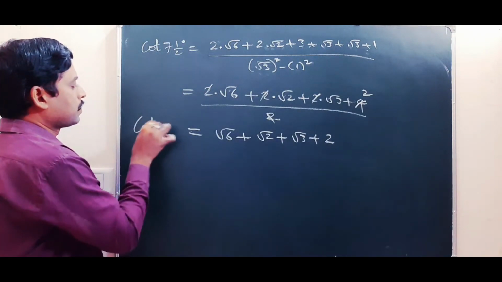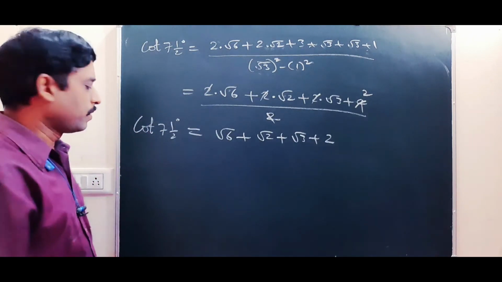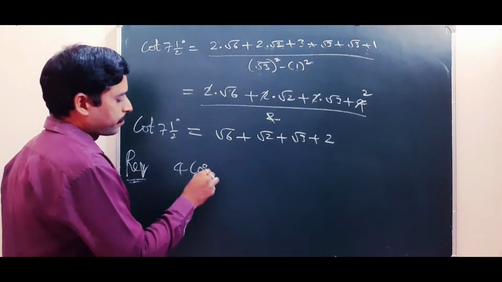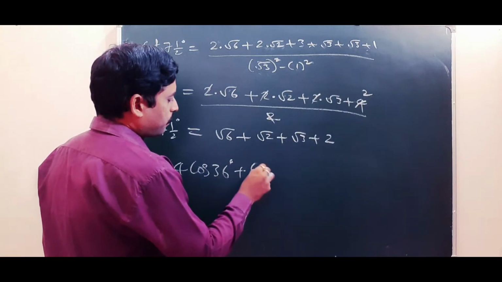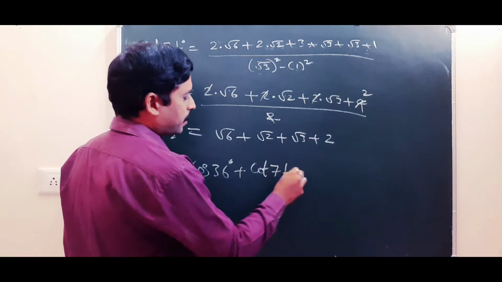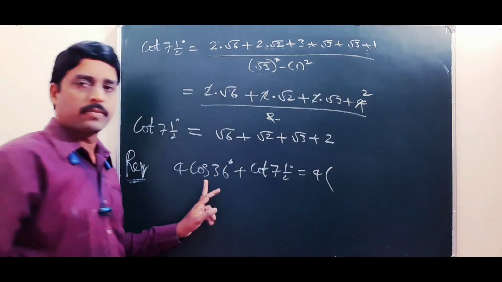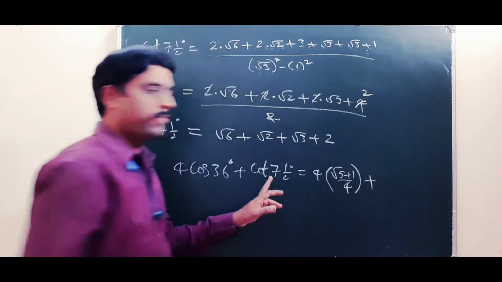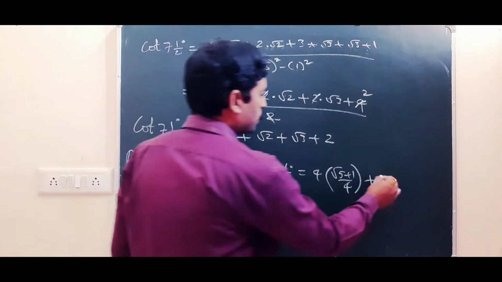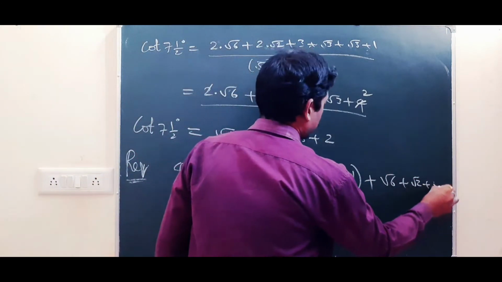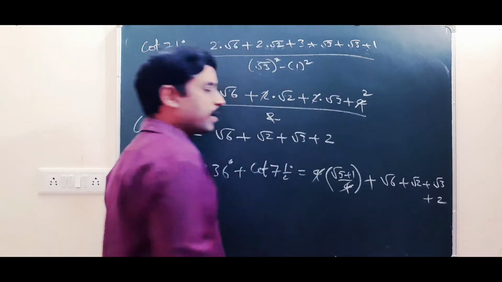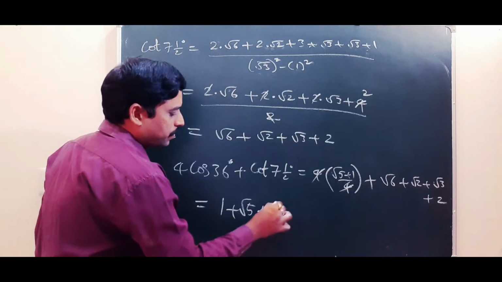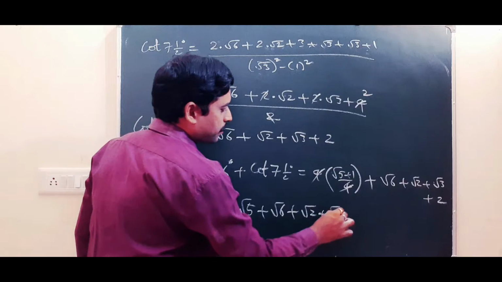So what is this value? Cot 7.5 degrees. But our target is, so required, cos 4 cos 36 plus 4 cot 36 degrees plus cot 7.5 degrees. 4 into cos 36 value, we have root 5 plus 1 by 4. Cot 7.5 degrees, we have got root 6 plus root 2 plus root 3 plus 2. 1, 4 get cancelled. It is going to be 1 plus root 5 plus root 6 plus root 2 plus root 3.